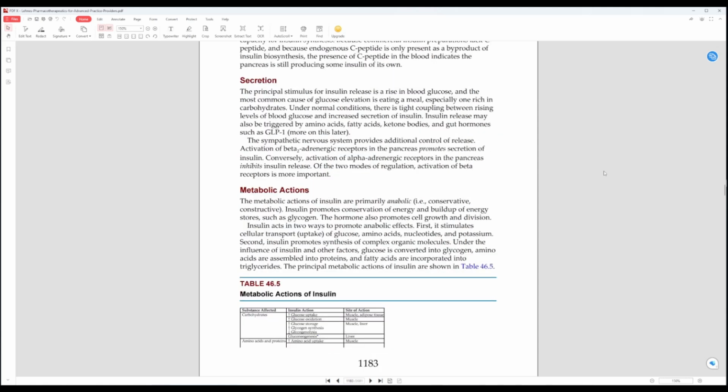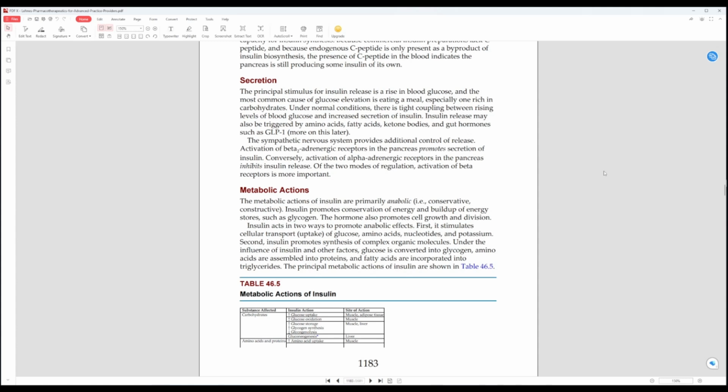So, its secretion. The principal stimulus for insulin release is a rise in blood glucose, and the most common cause of glucose elevation is eating a meal, especially one rich in carbohydrates. Under normal conditions, there is tight coupling between rising levels of blood glucose and the increased secretion of insulin. Insulin release may also be triggered by amino acids, fatty acids, ketone bodies, and gut hormones, such as GLP-1.